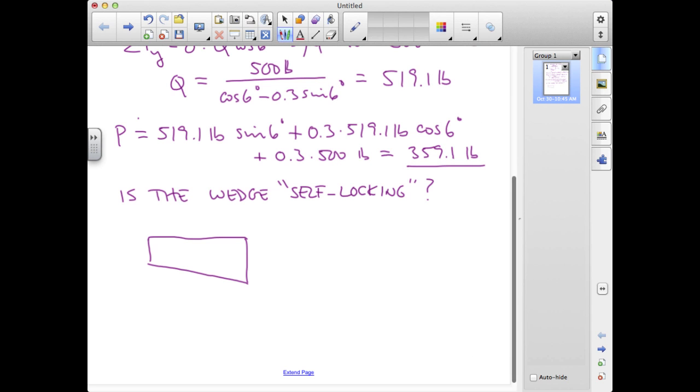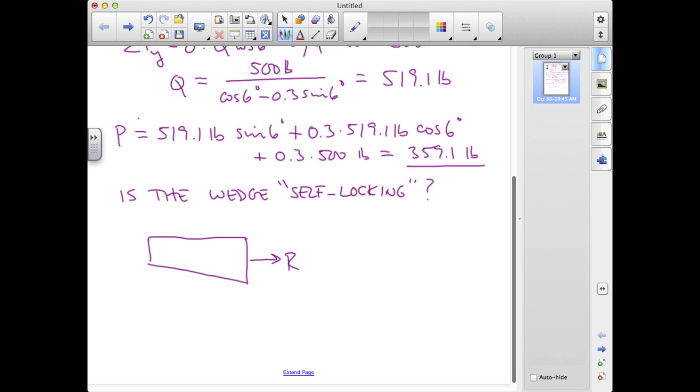Part B of the problem asks if the wedge will stay in place once we remove the force P. And the easiest way to think about this is to ask if we apply a force R to pull this out, will R have to be positive in order to cause motion to occur?